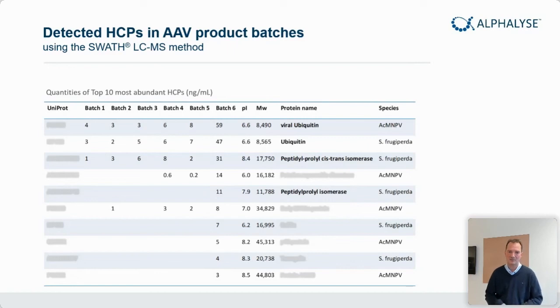Also, there is a peptidyl isomerase, and this protein is not known from Sf9 cells to be problematic, but from CHO cells in mAb products, it has been known to cause some product aggregation due to post-translational modifications of the mAb. So this protein you may also want to monitor and perhaps optimize your process to remove it.